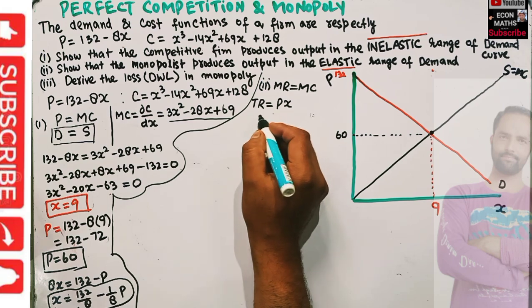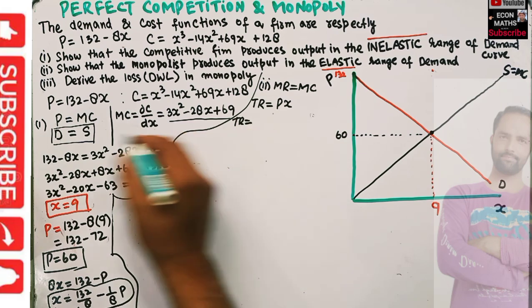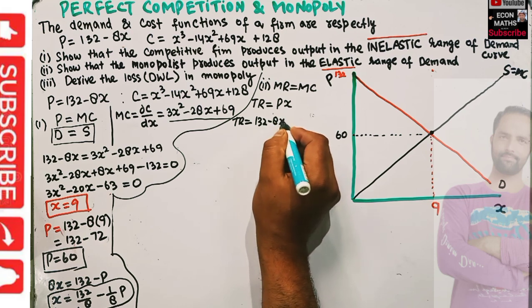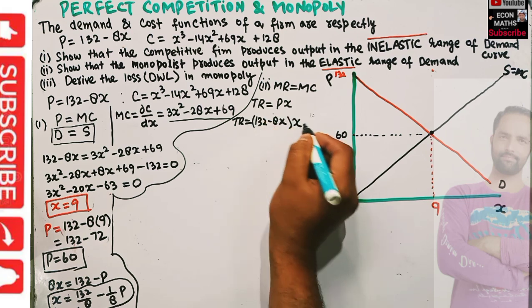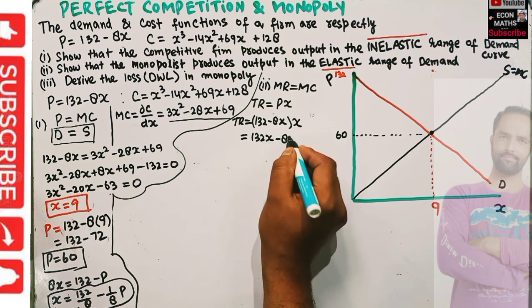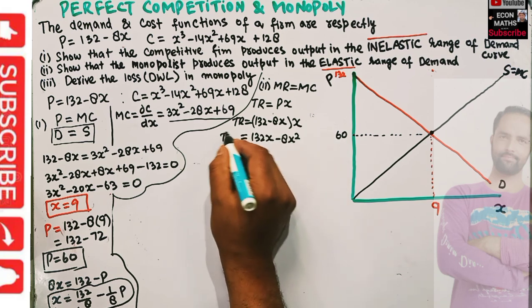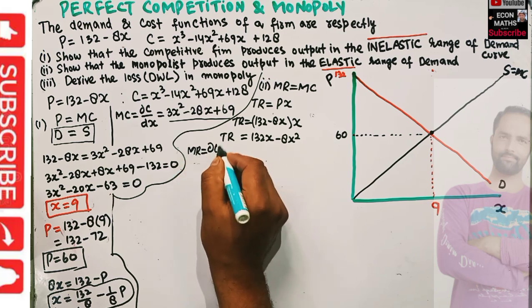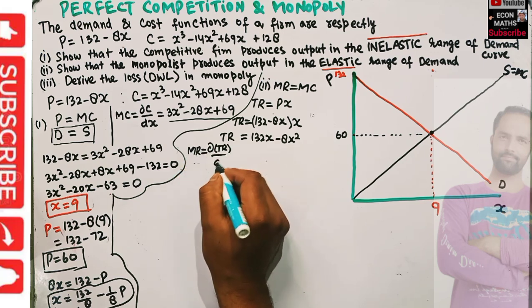Price is this, so total revenue is equal to price, 132 minus 8x, to this we multiply x. Okay, so this comes out to be 132x minus 8x square. So this is our total revenue, and marginal revenue is simply the derivative of total revenue with respect to output.